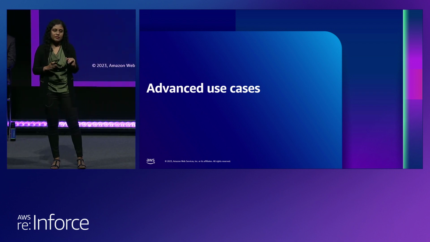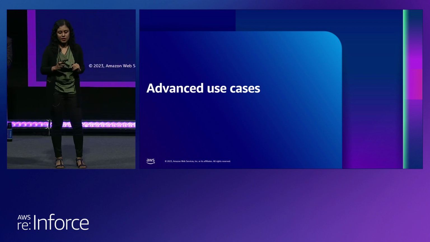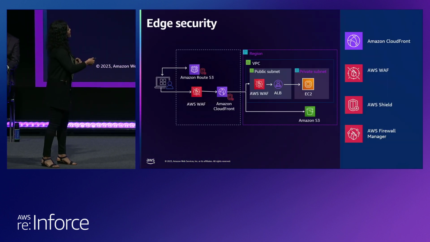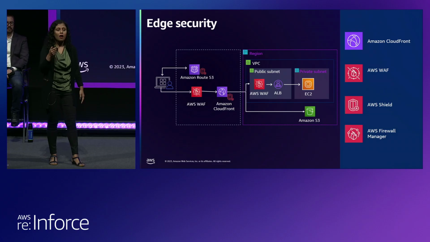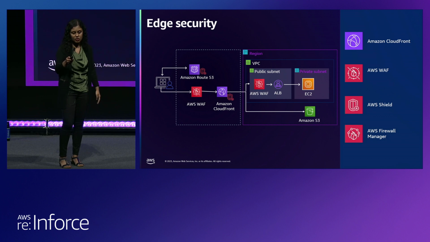For this, I'm using an example which we recently added to our design guidance, which is edge security. So here I have an EC2 instance, my web server running in the EC2 instance, sitting behind an application load balancer. So let's see how we can enhance our security architecture to protect this workload. I'm using CloudFront, AWS WAF, AWS Shield, and AWS Firewall Manager. And let's dive deep and see how we recommend deploying this in the AWS Security Reference Architecture.